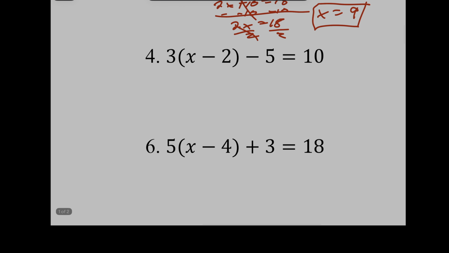All righty, let's look at this next one. 3 times x, 3 times negative 2. That's 3x minus 6. Now, I have a minus 5 floating out here. That's fine. Just write minus 5. Whatever you don't do math with, you just copy it down.